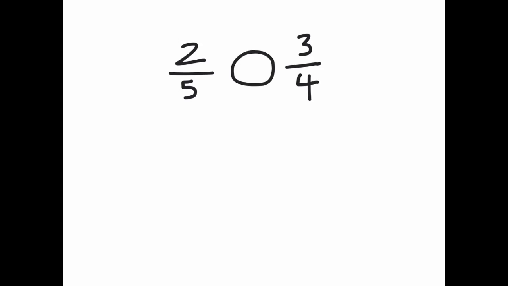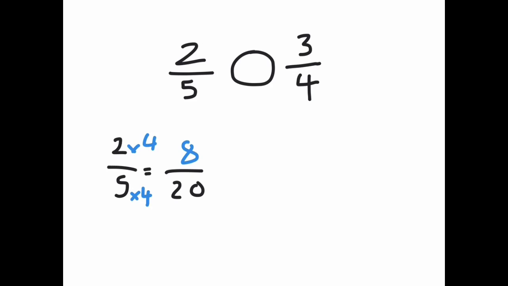So let's have a look. What multiple is in both the 5 times tables and the 4 times tables? Well, you could write down your entire list of 5 and 4 times tables, but I already know that 5 times 4 gives me 20. So if I have 2/5 and I make 20, what have I timesed 5 by to get 20? Well, I know I've done 5 times 4, which means if you remember, whatever you do to the denominator, you must also do to the numerator. So we do 2 times 4, which gives us 8. So now we've got 8/20.